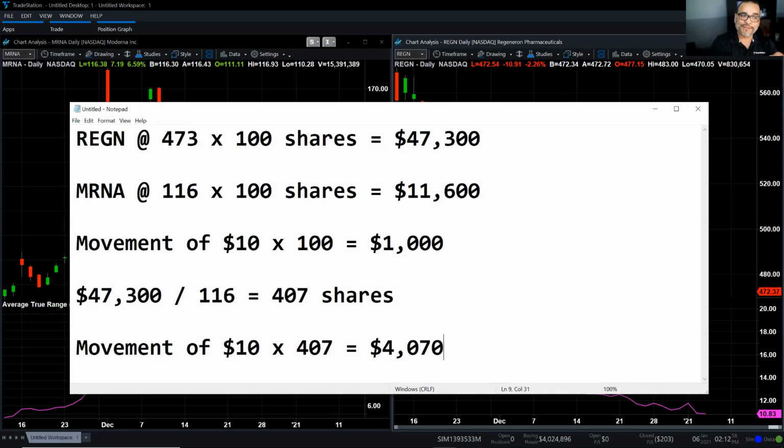Again, I just want to emphasize that I'm not advocating the trading of Moderna. It's just an example of how you can measure average true range in a way that is representative of the stock's value, because that's the way that average true range should be looked at. It's interesting that these two stocks move about $10 on average, but it's more interesting to see how that translates into the value of the stock.